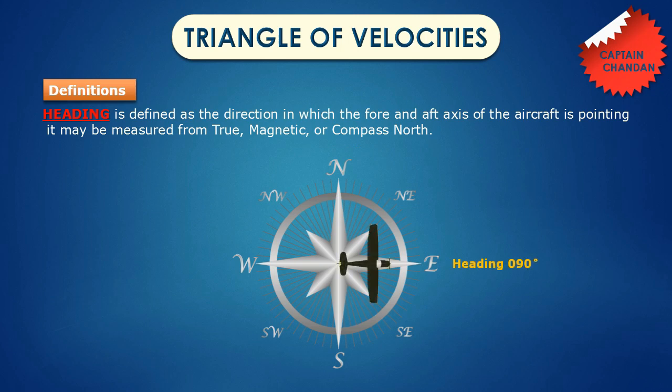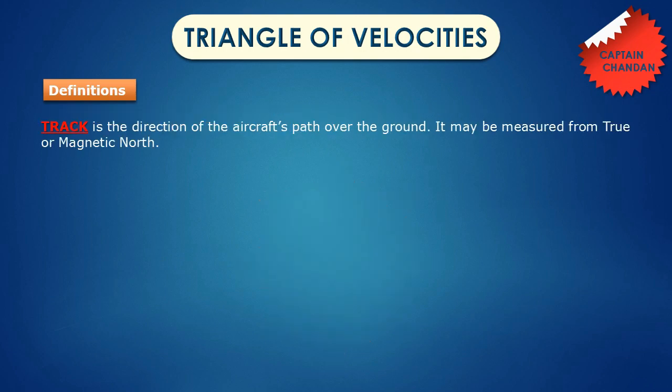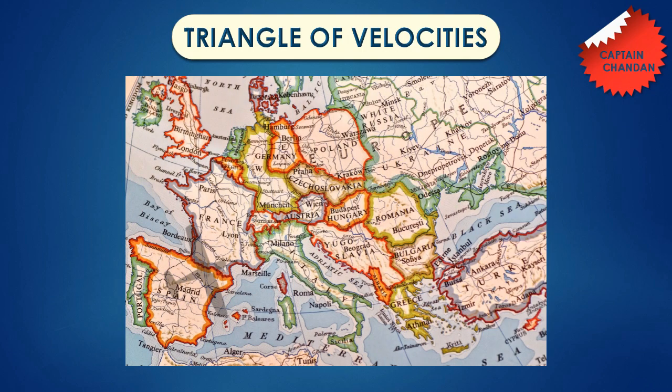For east, heading is 090 degrees. For south, heading is 180 degrees. Flying west, heading will be 270 degrees. Track is the direction of the aircraft path over the ground. It may be measured from true or magnetic north, or you can also use compass north.